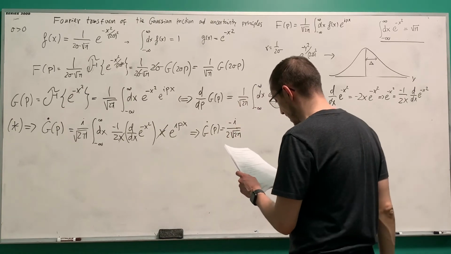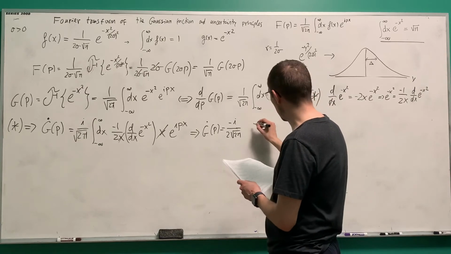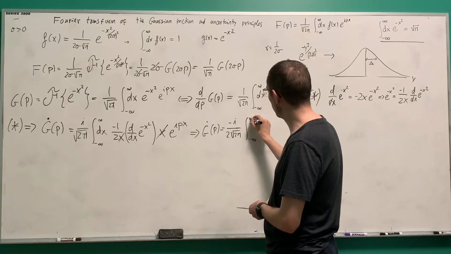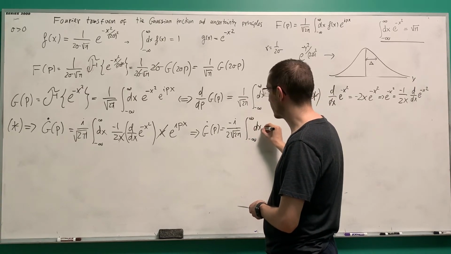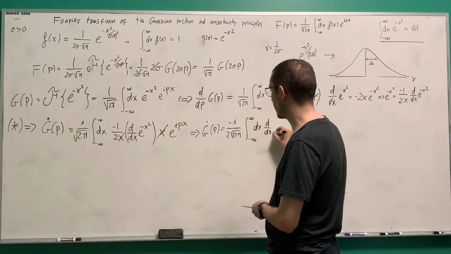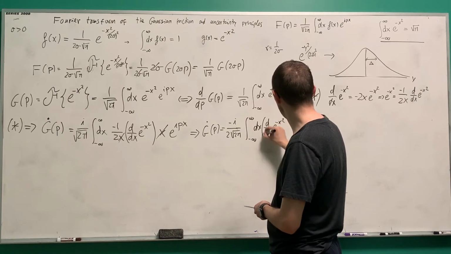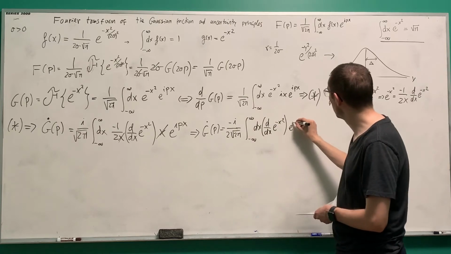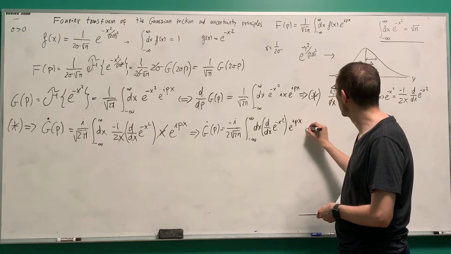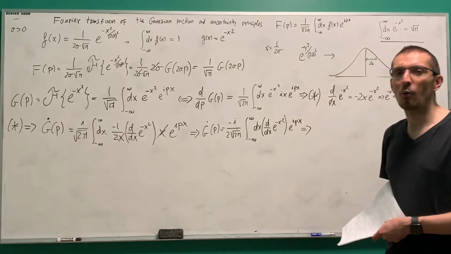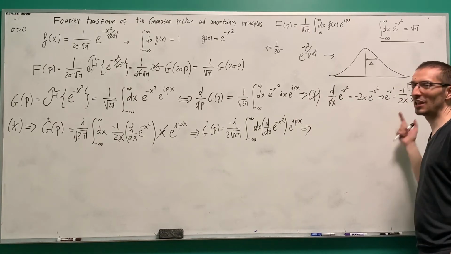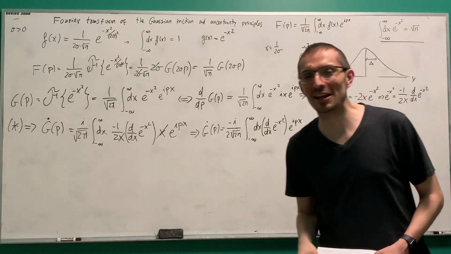Then I get the integral from minus infinity to infinity dx, derivative with respect to x of e to the minus x squared, e to the i p x. Why did I do that? Why is it useful to do that? How am I supposed to come up with that idea?